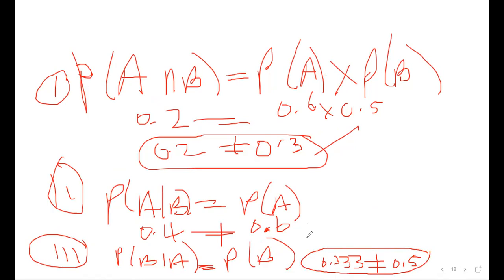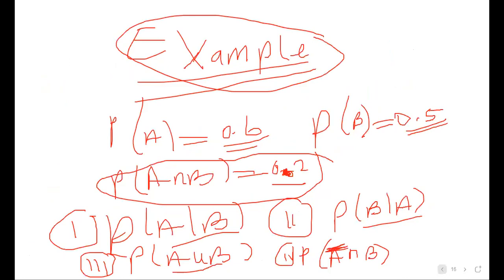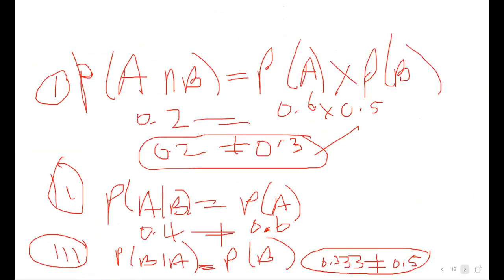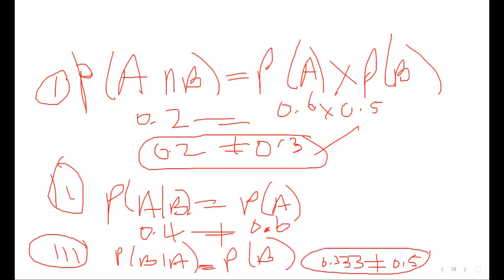If they're not independent, what does it mean? These events are not independent, and they are not mutually exclusive, because if they were mutually exclusive, they shouldn't have an intersection. So meaning, these events could be dependent events. They could be dependent events altogether.